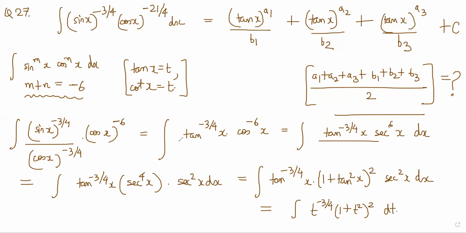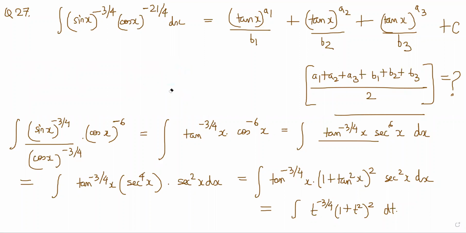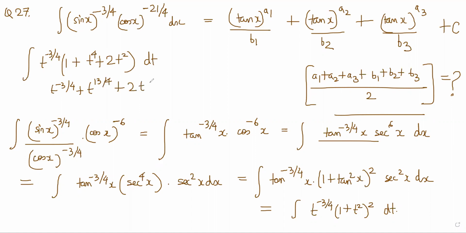This is an easily doable integral because what you will do is expand the whole integral in terms of t. So the integral of t^(-3/4) times (1 + t^4 + 2t^2) dt. This becomes t^(-3/4) + t^(13/4) + 2t^(8/4 - 3/4), so t^(5/4), dt.